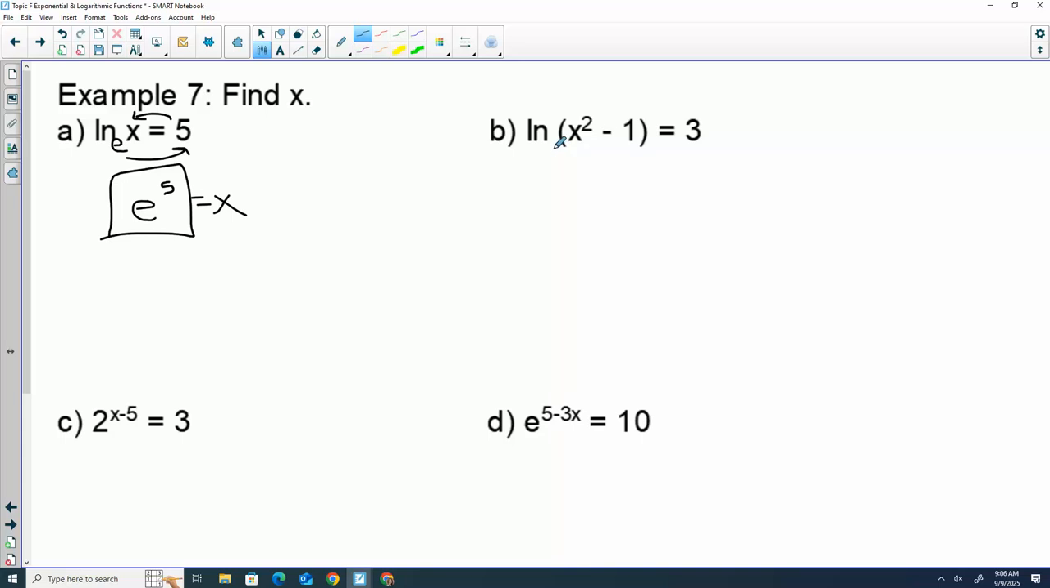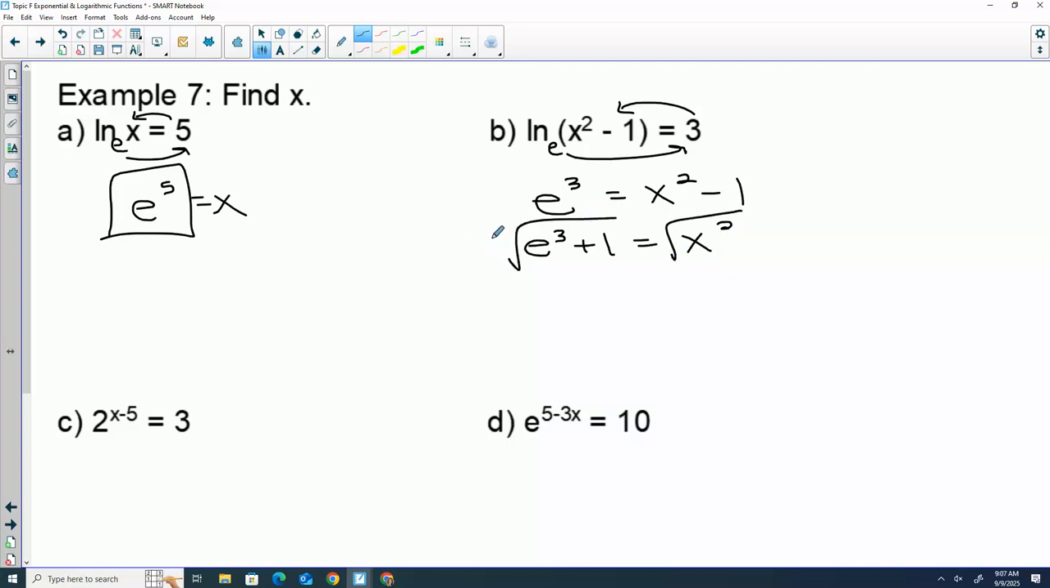Second one. So ln tells me my base is e. If we do the definition, that means e to the 3rd power equals x squared minus 1. If you were going to get x by itself, we would add our 1 over. Then to get rid of a square, when you add a square root, it's plus or minus.